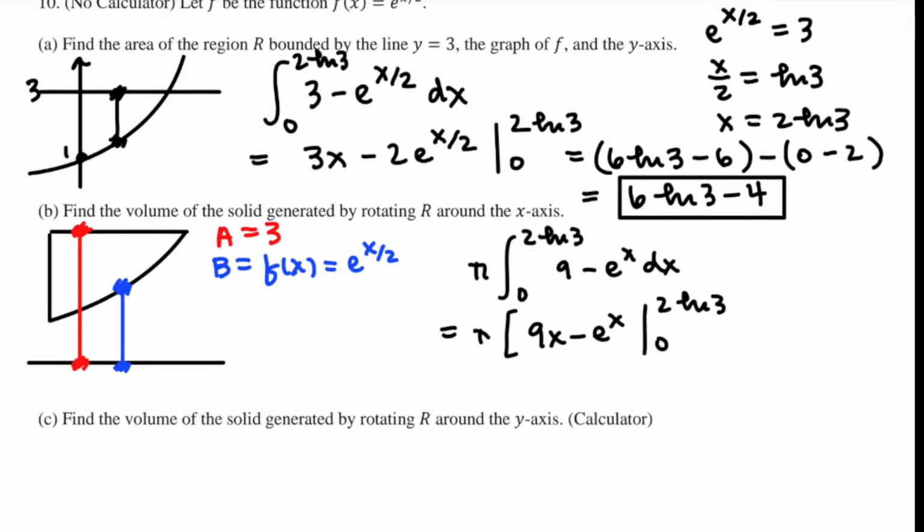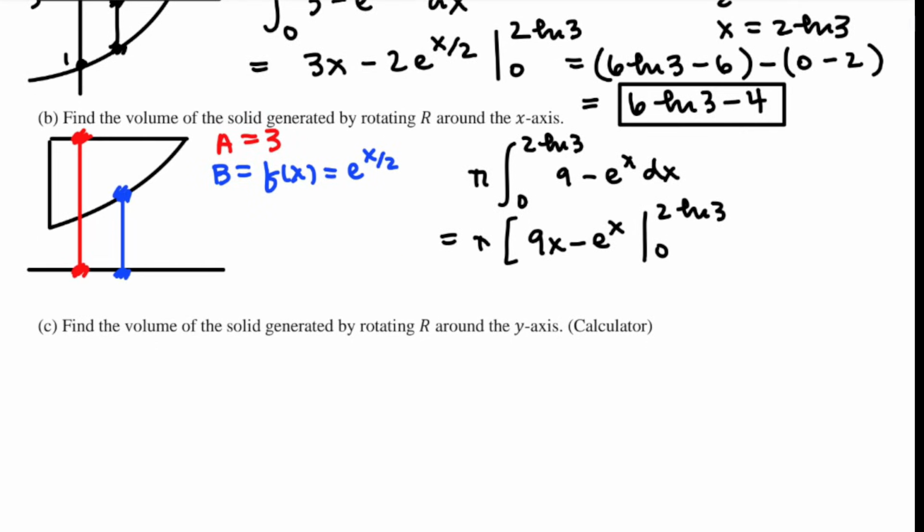Okay, now we might need to be a little bit more careful when evaluating, because I want us to simplify this as far as possible. If this is a multiple choice question, yes, you could plug in 2 log 3, so that would be 18 natural log 3 minus e to the 2 log 3. And I guess in free response you could stop there, but I need us to be able to evaluate this, so we're going to get the practice here. So 9 times 0 minus e to the 0.